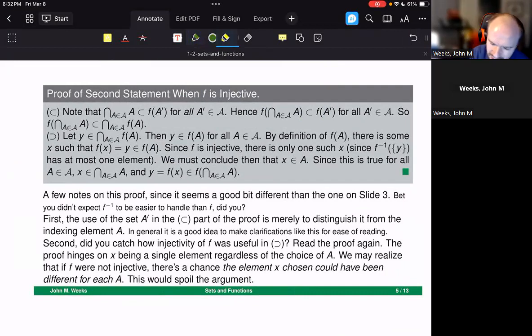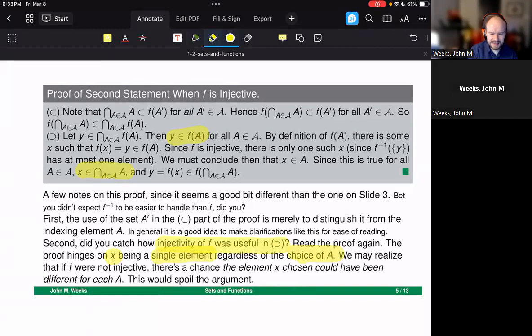Second, did we catch how injectivity of f is useful? The proof hinges on x being a single element regardless of the choice of A. Because remember, x being in the intersection of all of these sets A means that x needs to be something that works regardless of where y might live inside of each of these individual f of A's, which is where we ended up in our proof, that we're looking at y inside of f of A, where here A is just some element inside of my arbitrary collection.